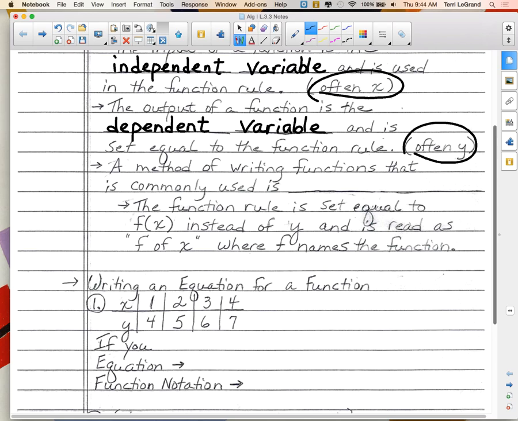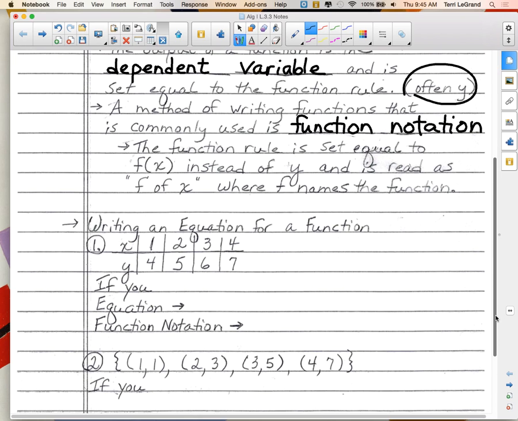And then a method of writing functions that is commonly used is function notation. So we're kind of just covering what each of these things mean, of our learning goals today. So when we write a function in function notation, the function rule, why don't you underline that? The function rule is set equal to this right here.